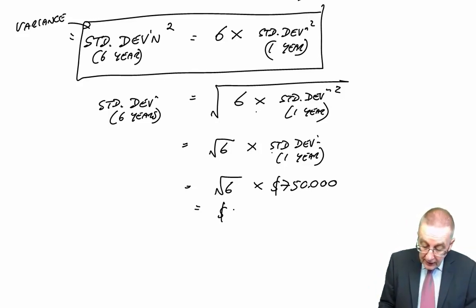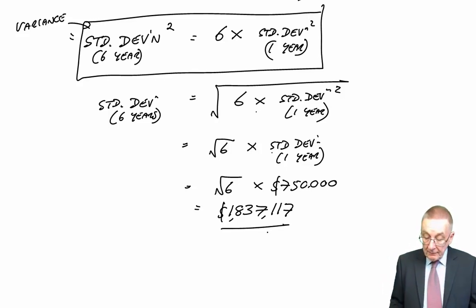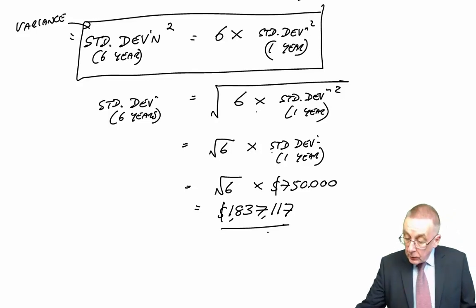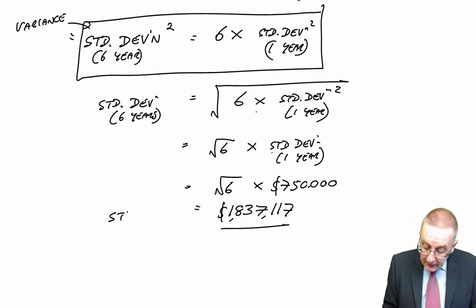I hope this is right. I get 1,837,117. So there's the standard deviation for 6 years. And now we carry on as normal. Over the 6 years, standard deviation is that.